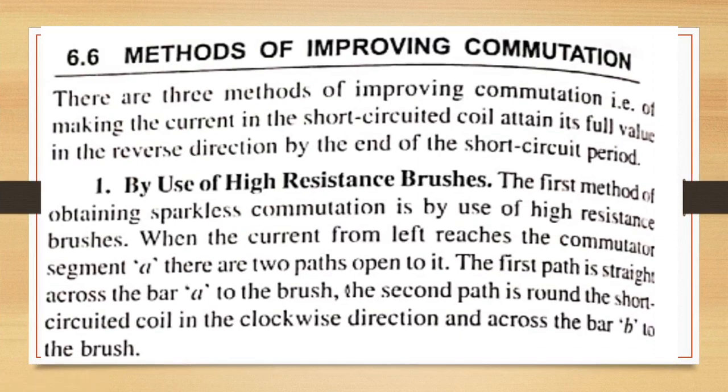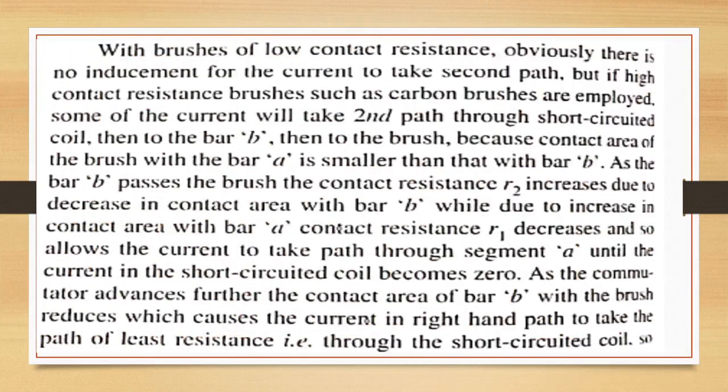So there are three methods of improving commutation. First one is by use of high resistance brushes. The first method of obtaining sparkless commutation is by use of high resistance brushes. When the current from the left reaches the commutator segment A, there are two paths open to it. First path is straight across the bar A to the brush. Second is round the short circuited coil in the clockwise direction and across the bar B.